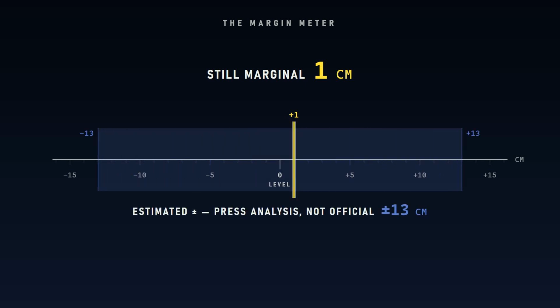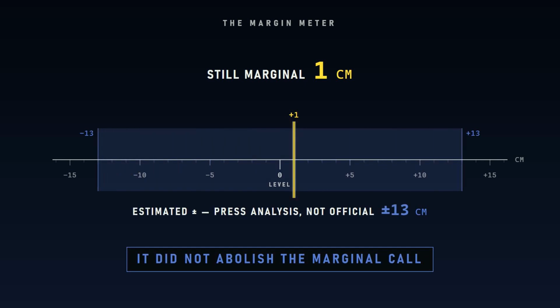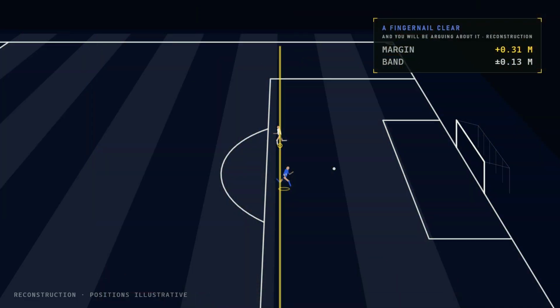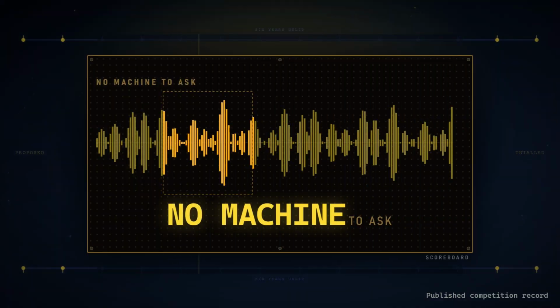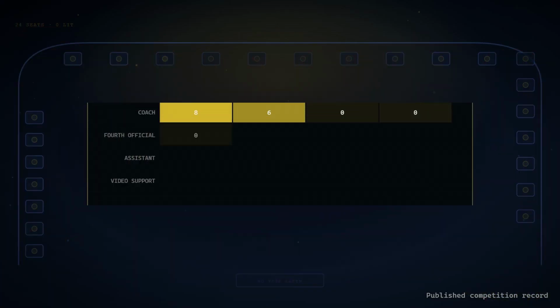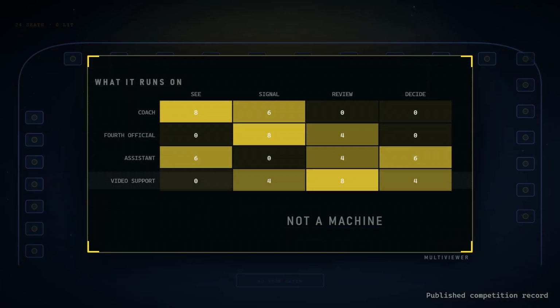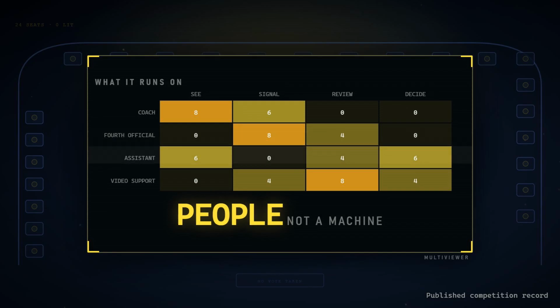The daylight rule did not abolish the marginal offside. Somewhere in Canada this season, a striker will be a fingernail clear of a defender, and you will be arguing about it. And in that league, there is no offside machine to ask. The trial runs on football video support, a coach signaling the 4th official, an assistant's eye, and a man with a card.